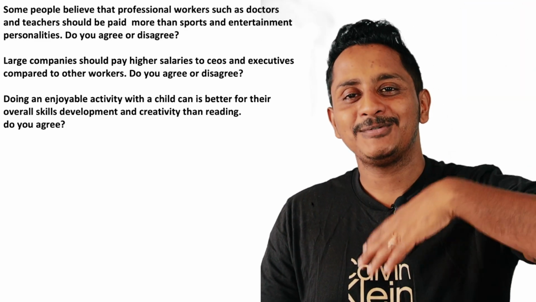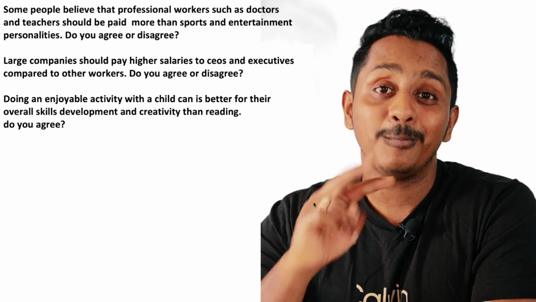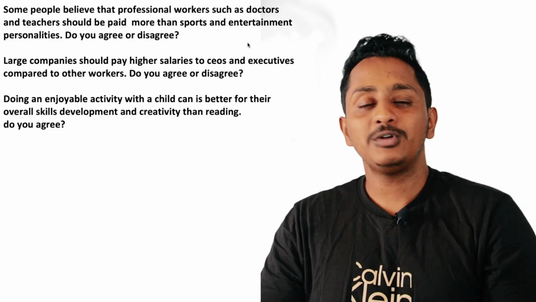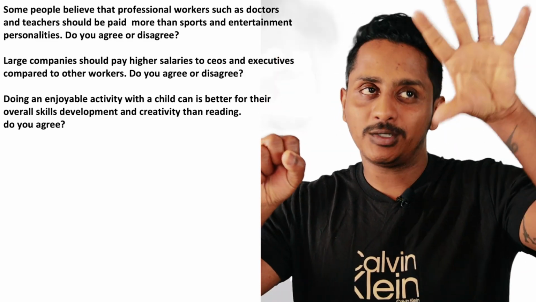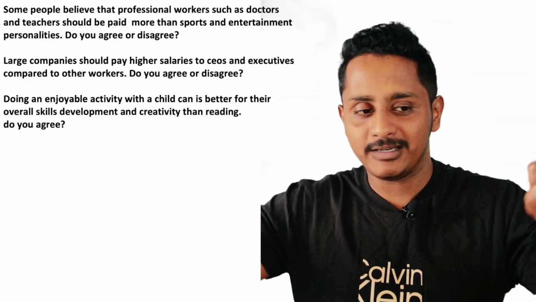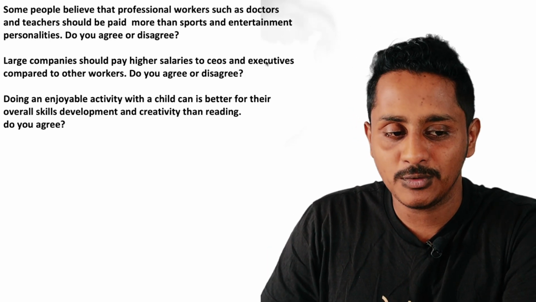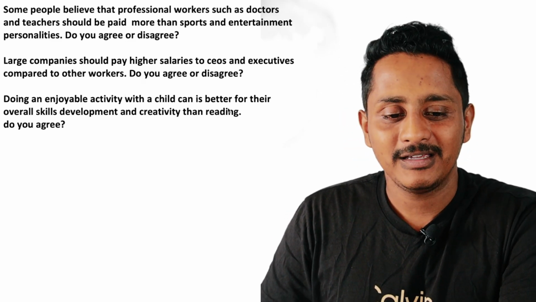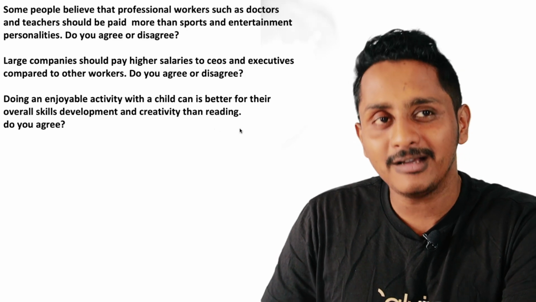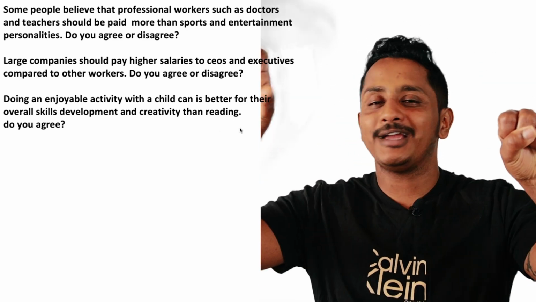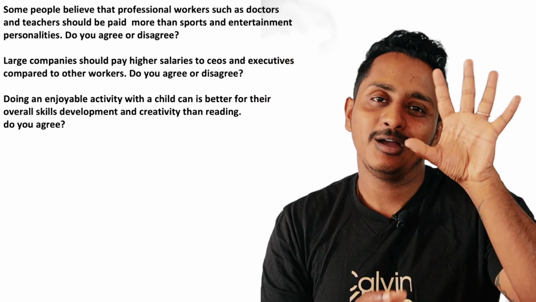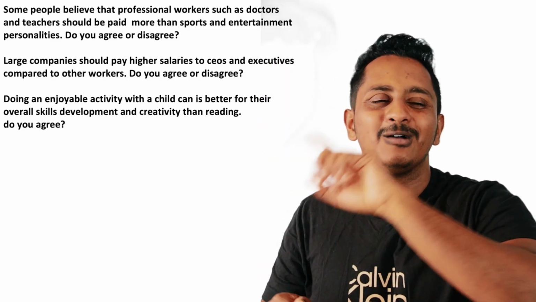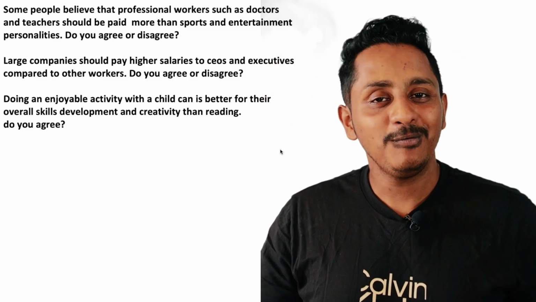These are all the question types wherein you can follow for the comparison types. Some people believe, like I showed you before, doctors and teachers should be paid more than sports and entertainment personalities. There are two entities, doctors and teachers, sports and entertainment personalities. Large companies should pay higher salaries to CEOs compared to others. Doing an enjoyable activity with a child is better for their skill development than reading. Reading on one hand, enjoyable activity. There are two things that you need to compare, wherein first paragraph you talk about one thing, second paragraph you talk about other thing, but prove that it is not a great thing compared to this. That comparison you need to give for a better score.